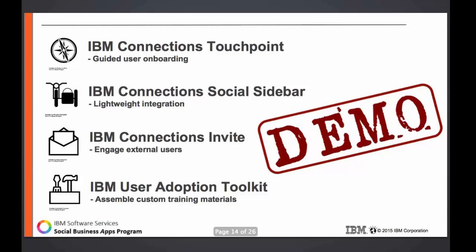So let's look deeper into the 4 examples that are used in the adoption scenario that accelerate the engagement of IBM Connections. I'll show you IBM Connections Touchpoint that provides that guided user onboarding. IBM Connections Social Sidebar that provides the lightweight integration with other web applications. IBM Connections Invite that manages the process to invite and approve and register new internal and external users onto the platform. And the User Adoption Toolkit that provides the library of multimedia training elements that can be assembled into custom training plans.